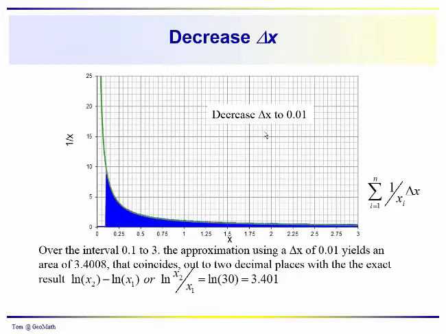We could improve on that using a delta x of 0.01. We would get 3.4008. And that's actually, if we round off, 3.401, which would be identical to the analytical result that we obtained by taking the difference of logs, which is 3.401. So we're right on the money here, but this is a lot of work.